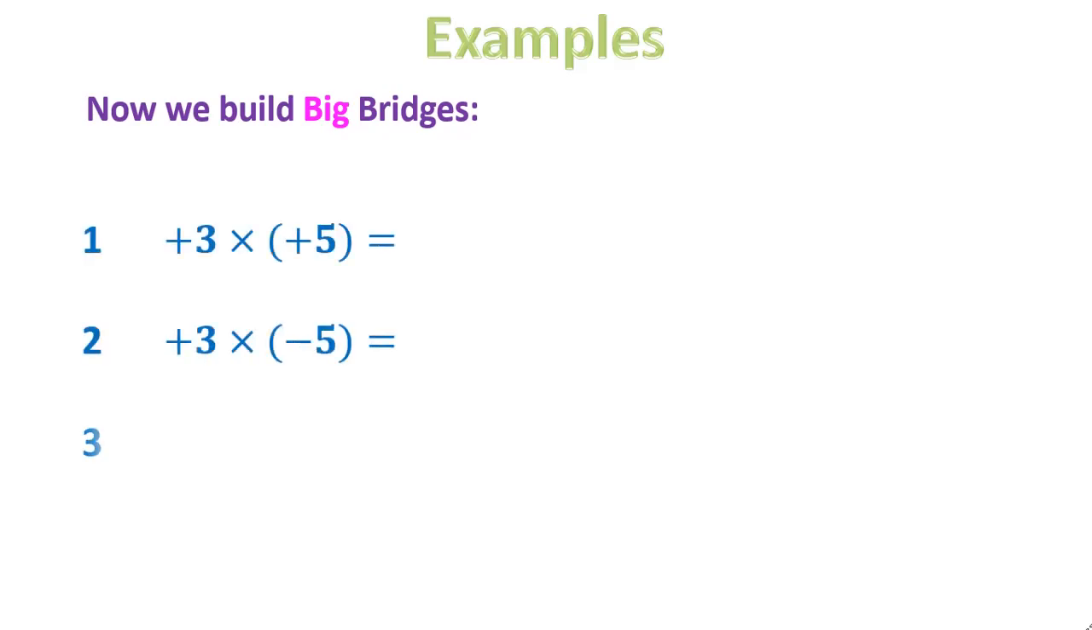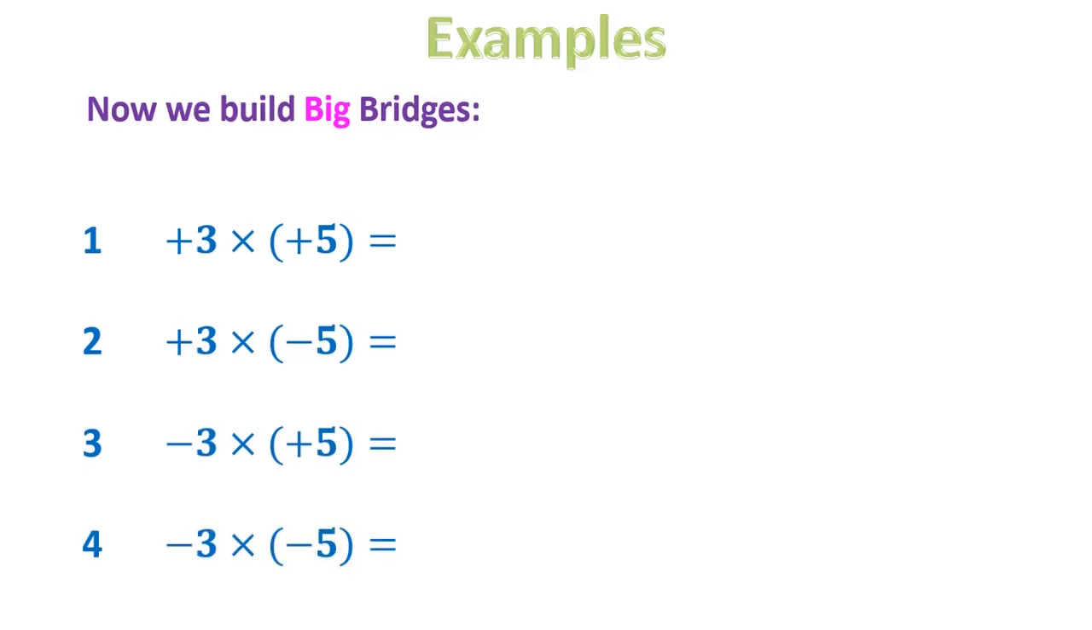So let's look at some examples. Now, when we do multiplication and division, I do what we call building big bridges. If you've seen the video of adding and subtracting, you'll see small bridges. But let's look at the following examples.